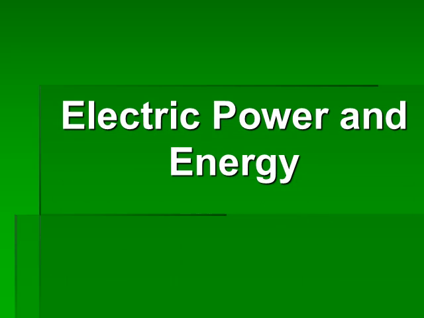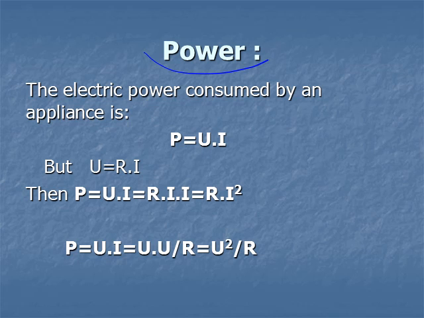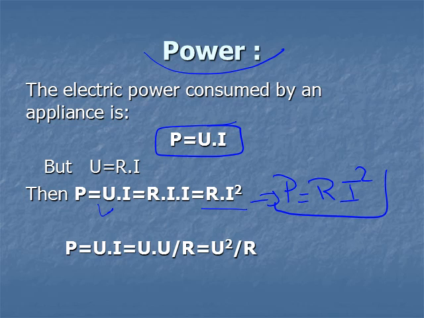Now, electric power and energy. Power. The electric power consumed by an appliance is P equals U times I, but U equals R times I, so substitute R times I instead of U: P equals R times I square.